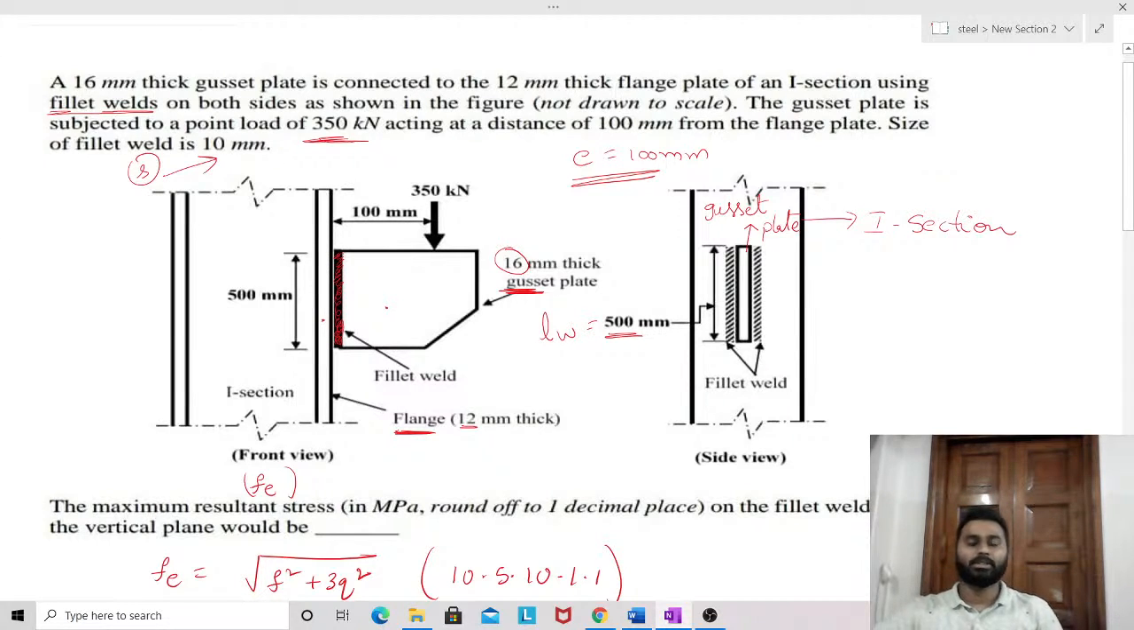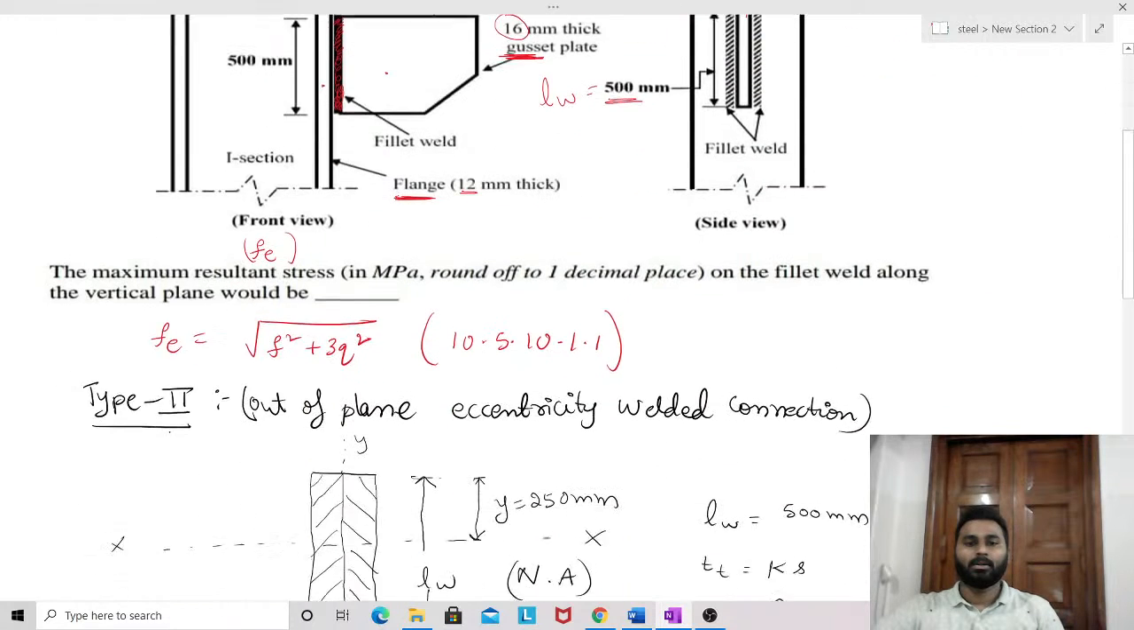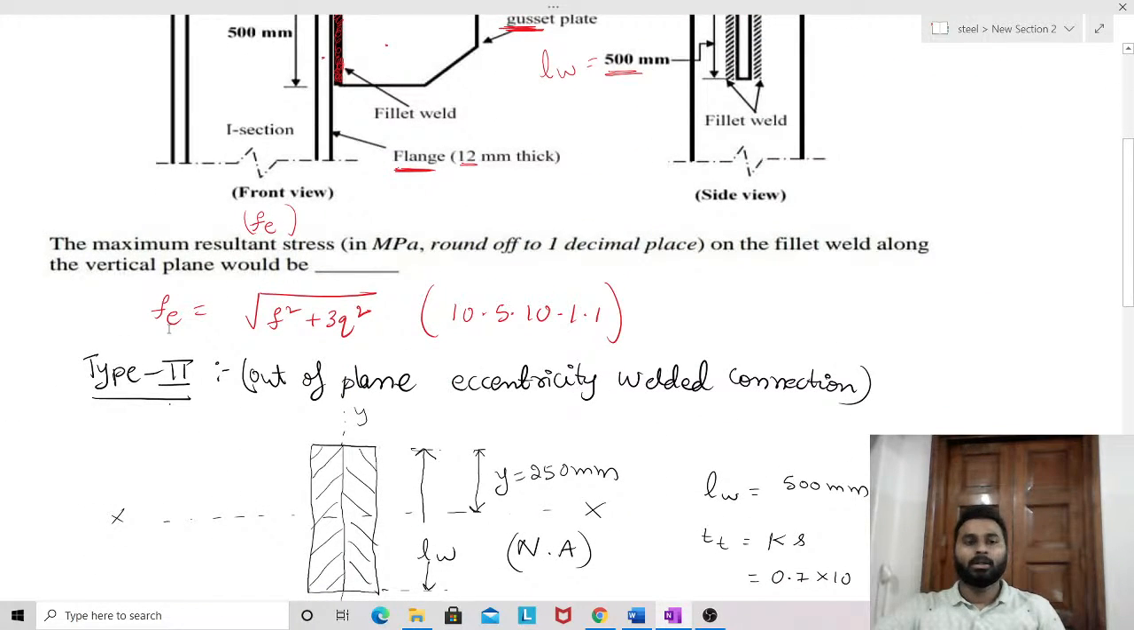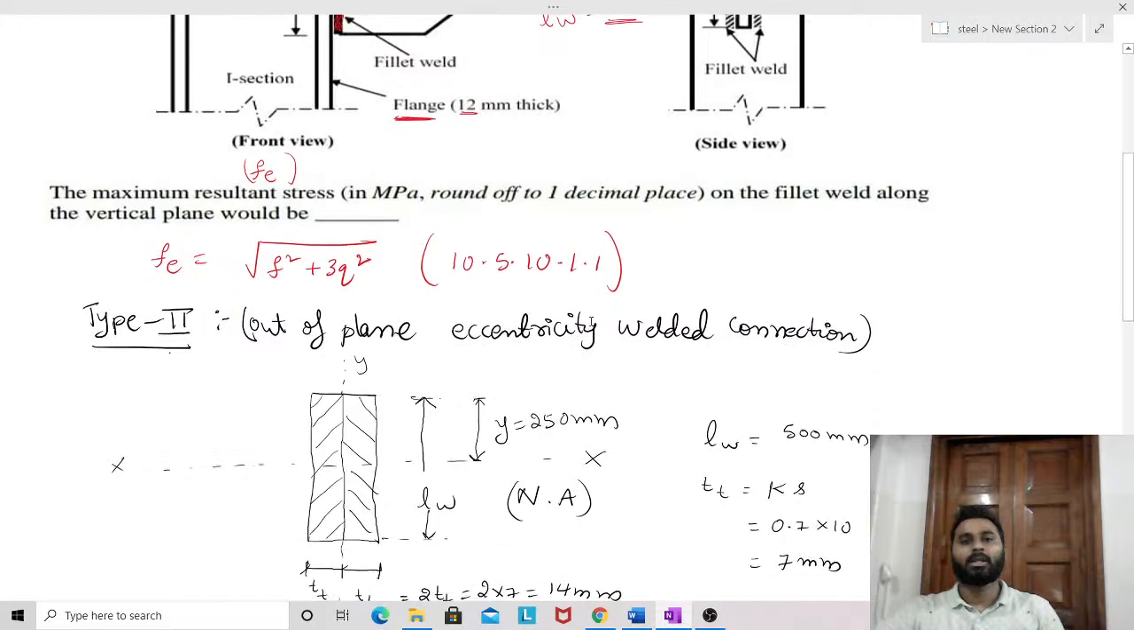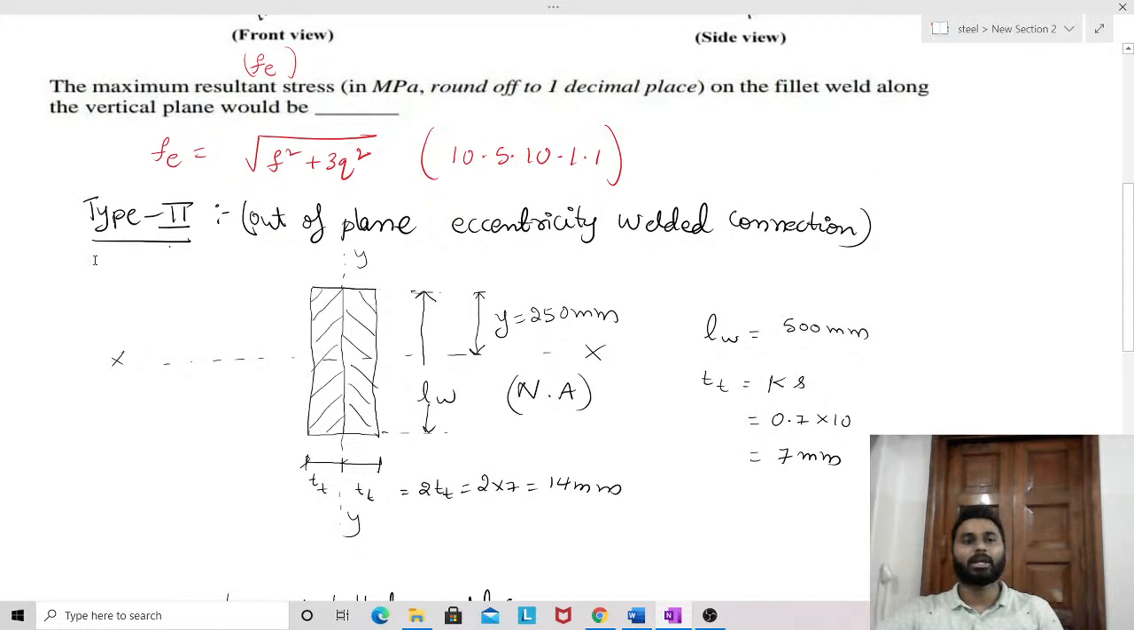And this was the question, and this is the provision we need to use to get the solution, which is mentioned in IS 800:2007 clause 10.5.10.1.1. This particular type of welding comes under the type 2 category we discussed in our recorded sessions, that is, out-of-plane eccentric welded connection. This is the cross section of the fillet weld, as the fillet weld is done on either side of the gusset plate, and those two welds are shown here.